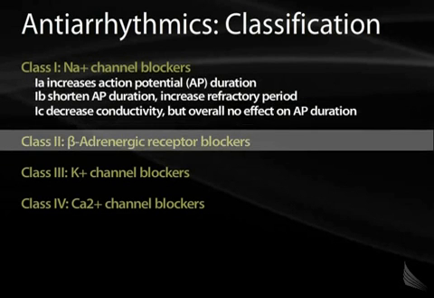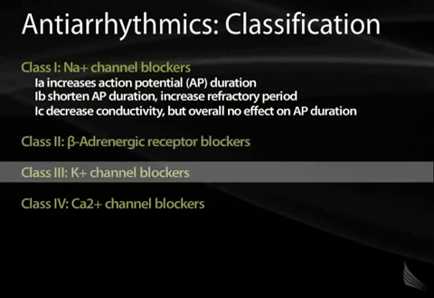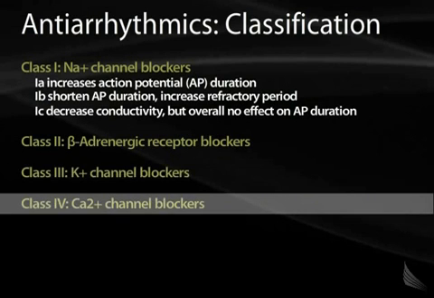Class 2 medications are beta blockers. Class 3 medications are potassium channel blockers. And class 4 medications are calcium channel blockers. Some medications can actually fall under more than one category.